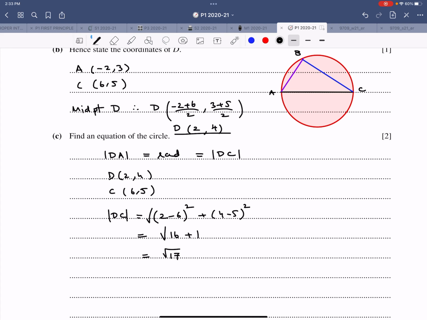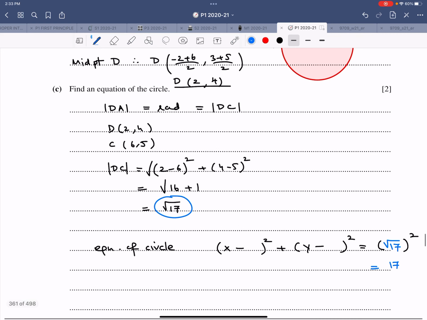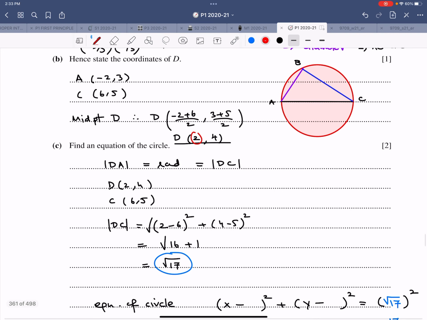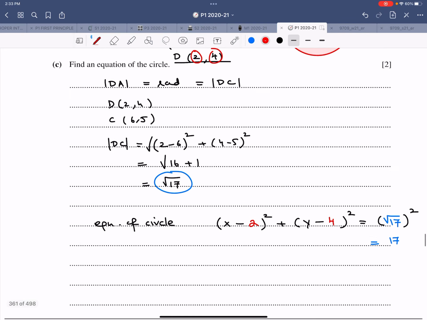Therefore, the equation of circle is x minus h whole square plus y minus k whole square is equal to r square. This goes in place of r. So that is root 17 whole square, which will become 17. And the center of the circle is 2 and 4. 2 is the x coordinate, 4 is the y coordinate. So this thing is done. So now you got the center and everything.